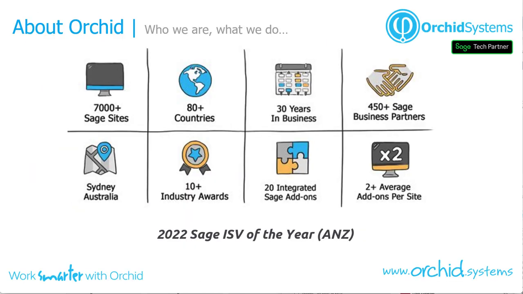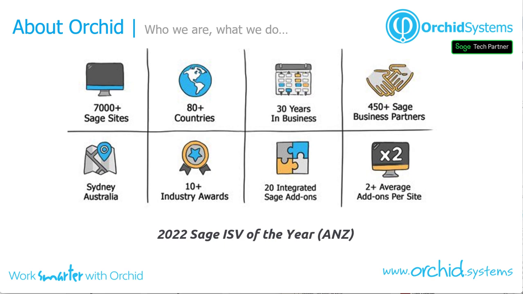But first, a little bit about Orchid. At this stage, we have over 7,000 sites running our modules around the world, in over 80 countries. We have been writing software for Sage for over 30 years, and we have 450 Sage business partners around the world supporting our software. We are based in Sydney, Australia, and have received many industry awards from Sage for the modules that we write. As recently as 2022, we received the Sage ISV of the Year in the Australia-New Zealand region.